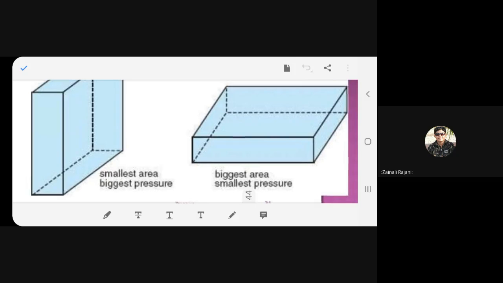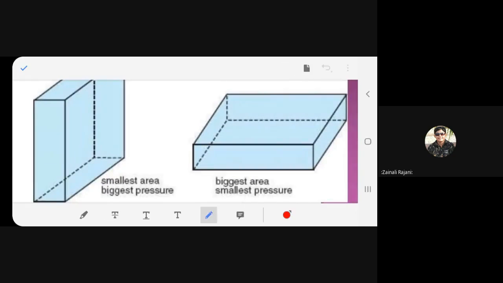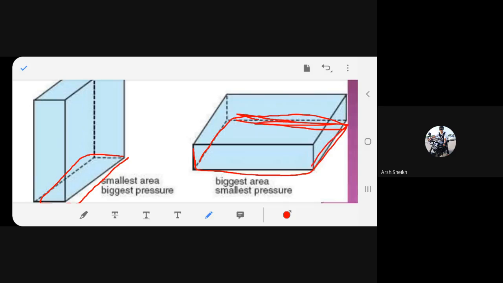Now look over here. The area which is in contact with the floor is this much, whereas the area which is in contact with the floor here is this much. Can you see this? Yes, ma'am. This is the area of contact, whereas this is the area of contact.